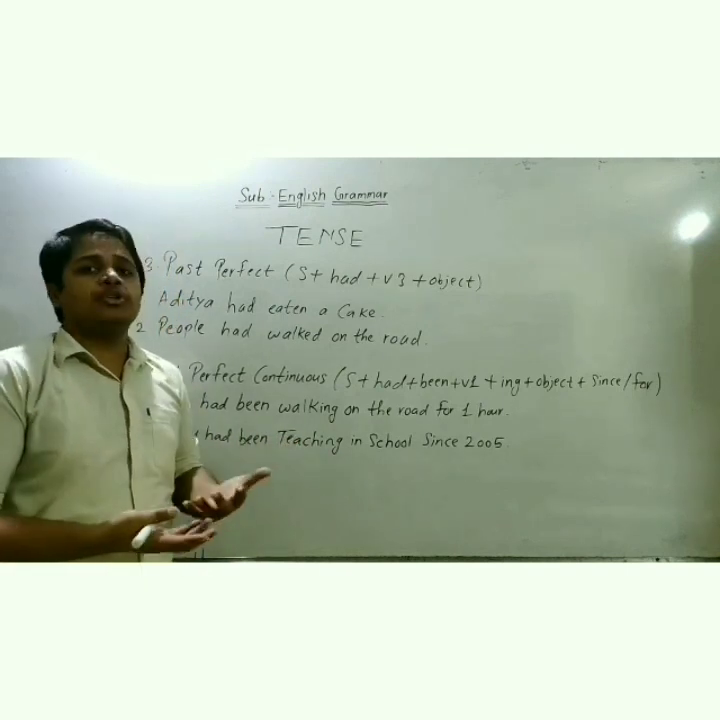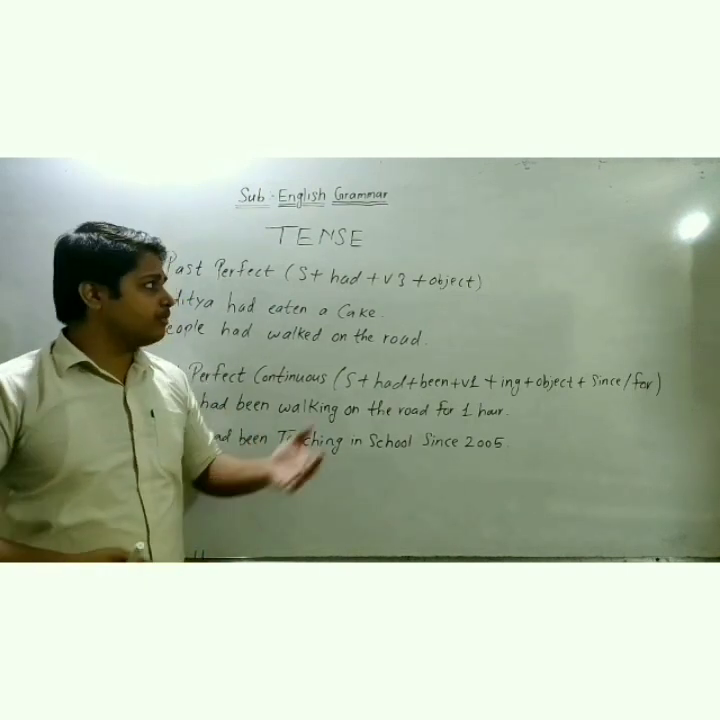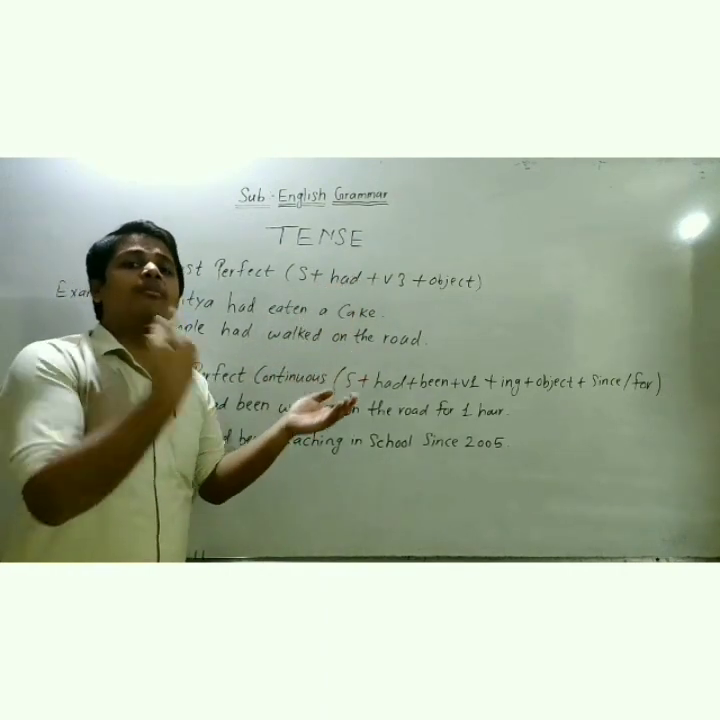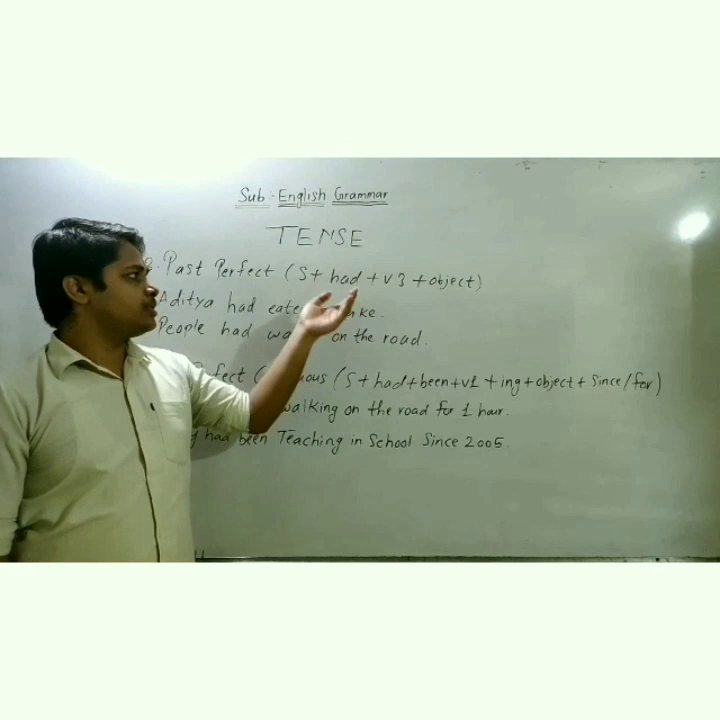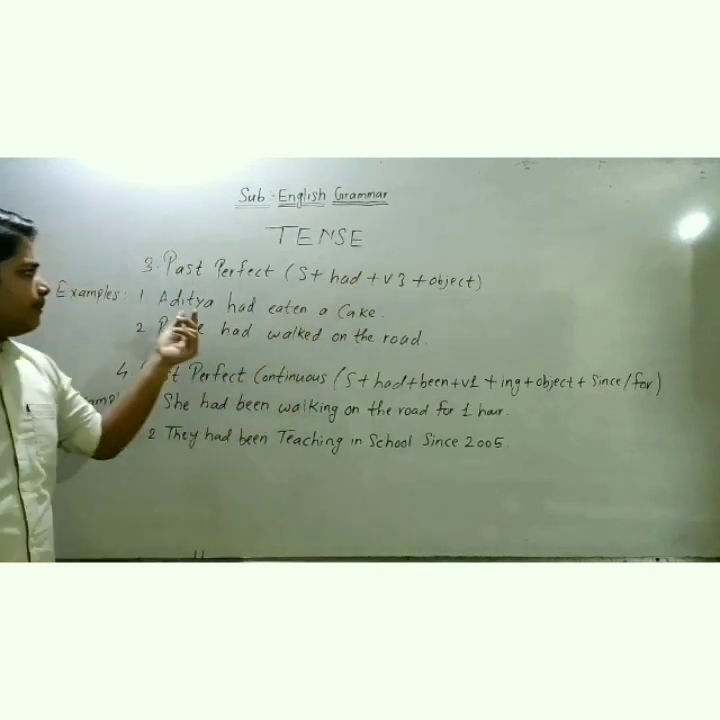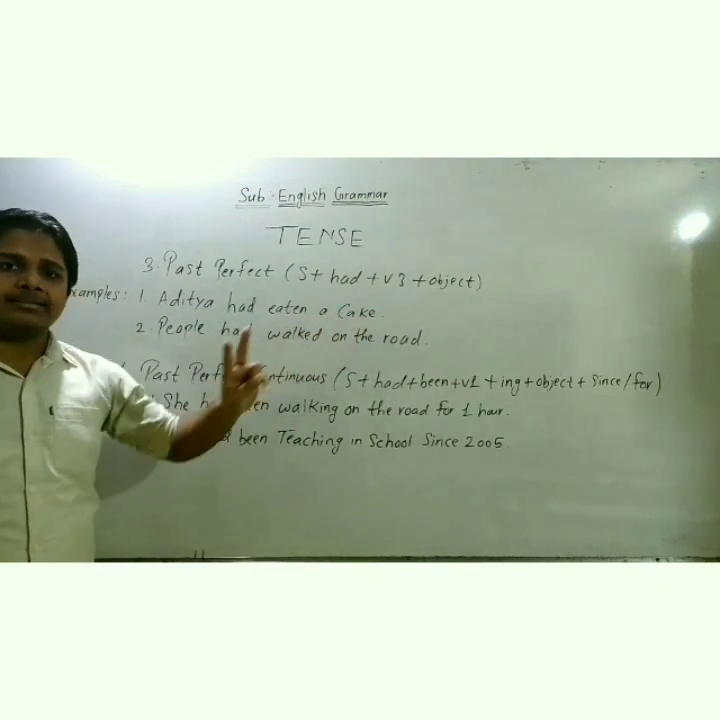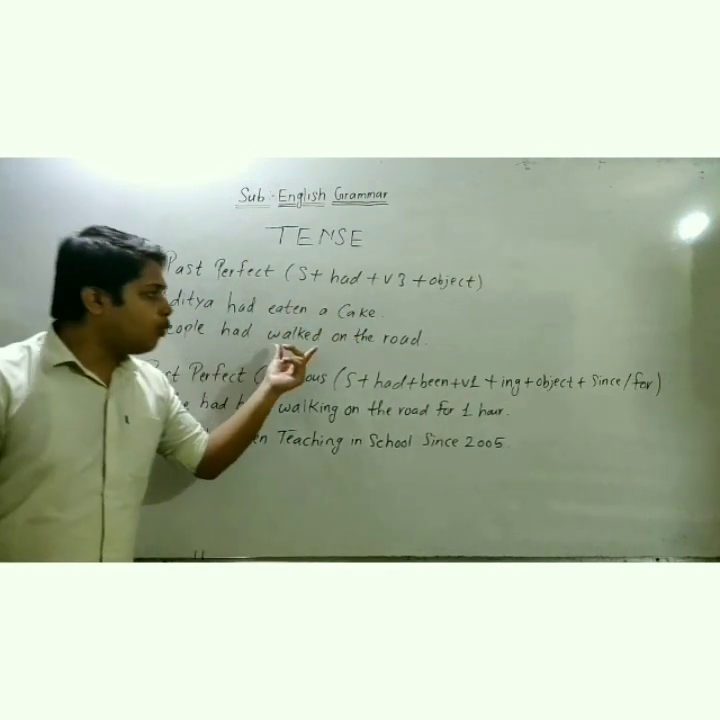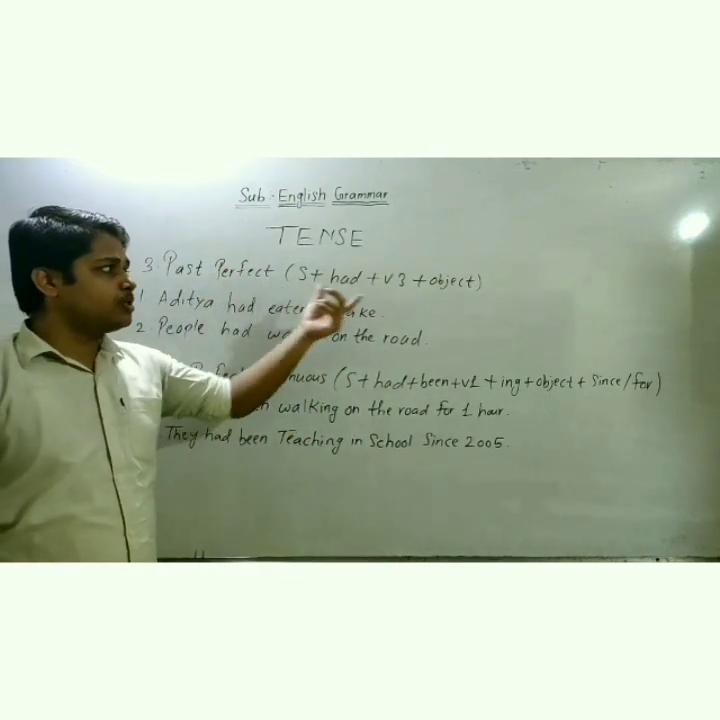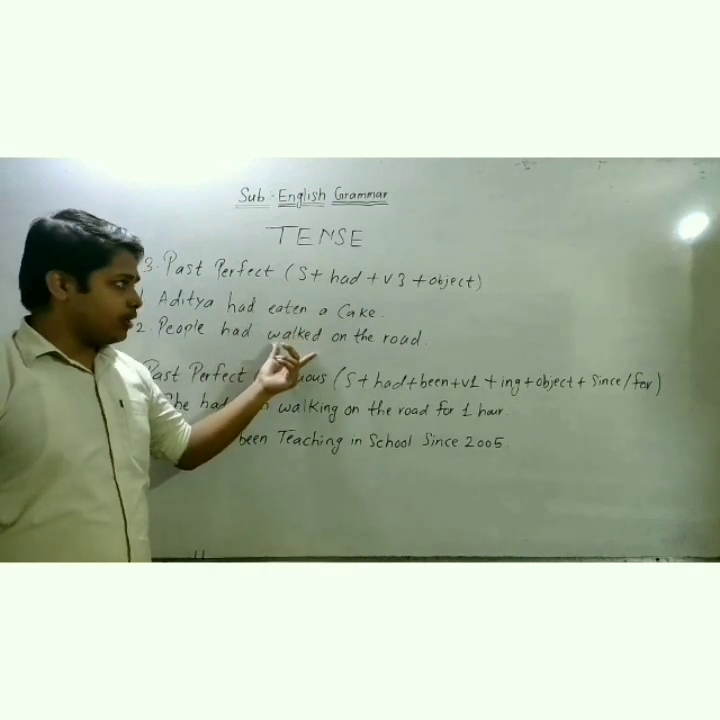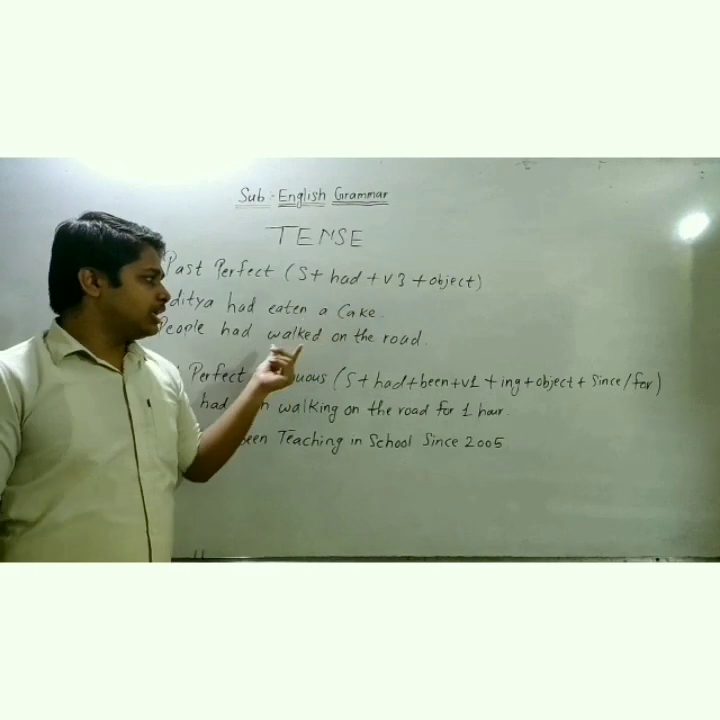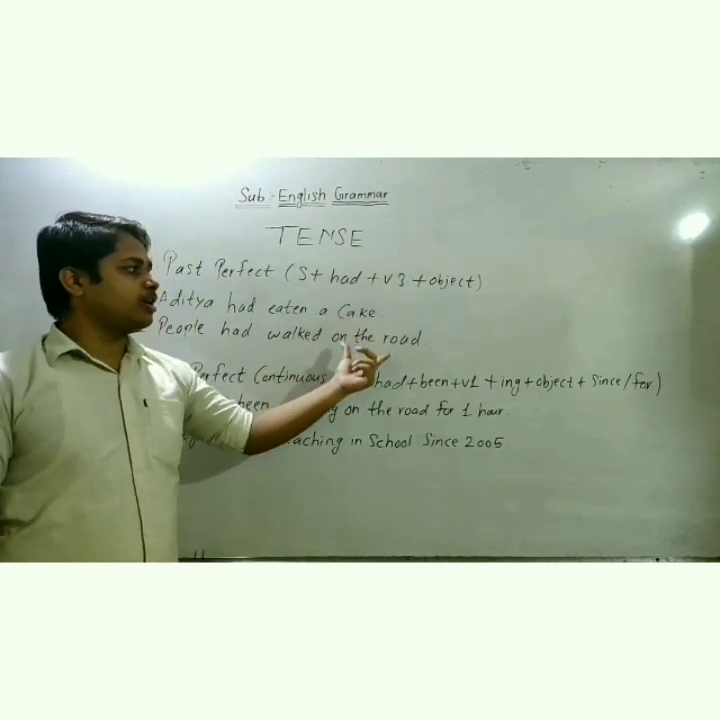We only use a single had, for singular as well as for plural nouns. We have to use the single helping verb, that is nothing but had. So the first example: Aditya had eaten a cake, and the second example is: people had walked on the road. Here, as it is perfect, we have to use the verb's third form, nothing but eaten and walked. This is the verb's third form, with the object a cake or on the road.